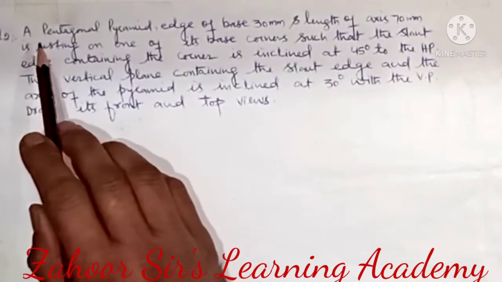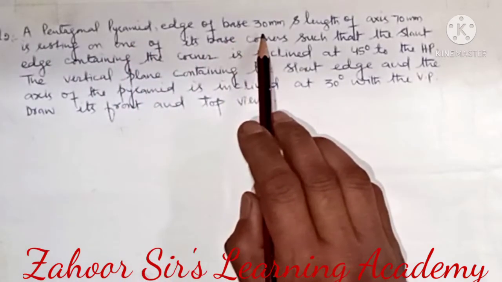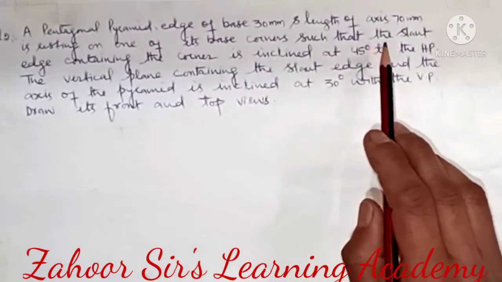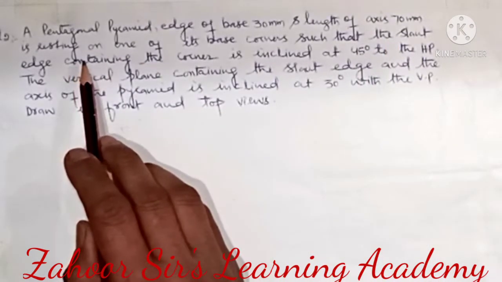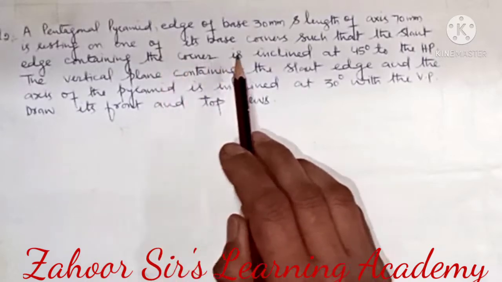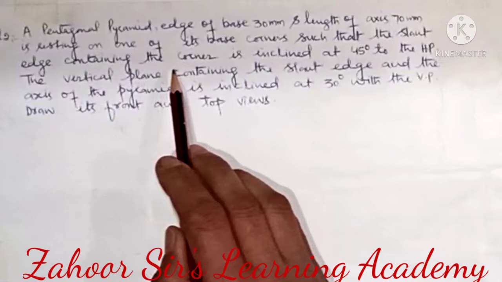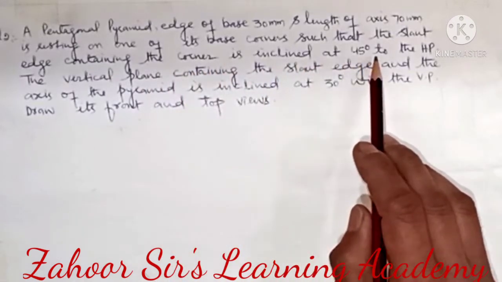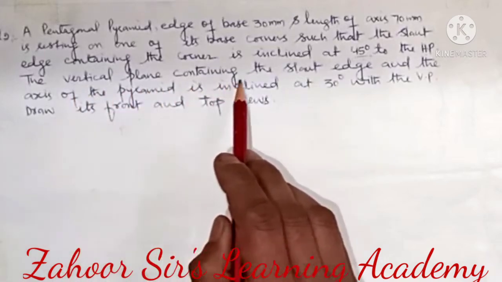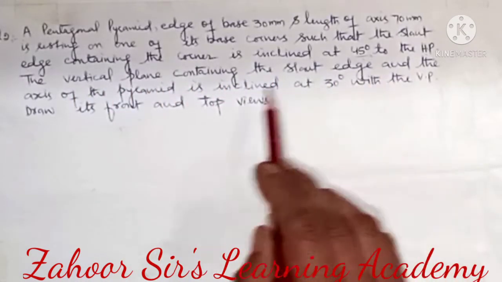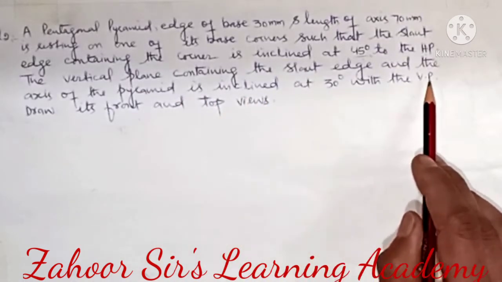Today we are going to do the projection of solids, a question on projection of solids. So we will solve a question on a pentagonal pyramid whose one base edge is 30 mm and the length of its axis is 70 mm. That pentagonal pyramid is resting on one of its base edge corners such that the slant edge containing the corner is inclined at 45 degrees to the HP, and the vertical plane containing the slant edge and the axis of the pyramid is inclined at 30 degrees with the VP.